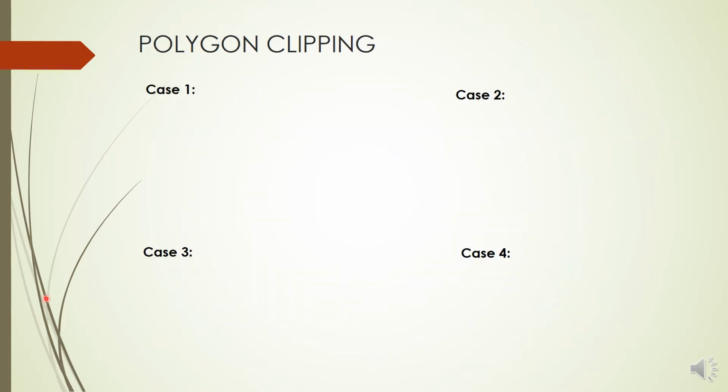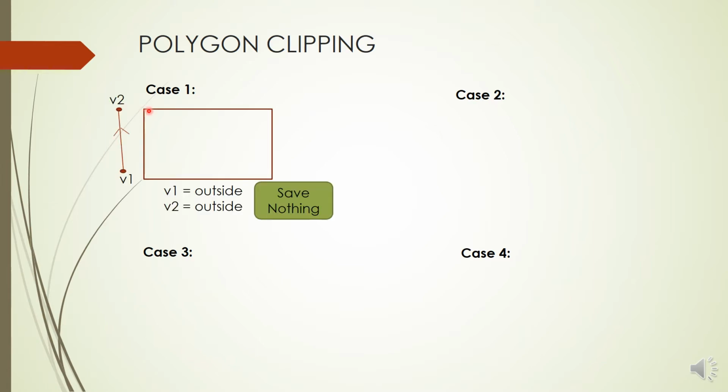In order to perform the polygon clipping, there are 4 cases or 4 rules that we need to follow. We will go through case by case. So let's look into case number 1, or rule number 1.